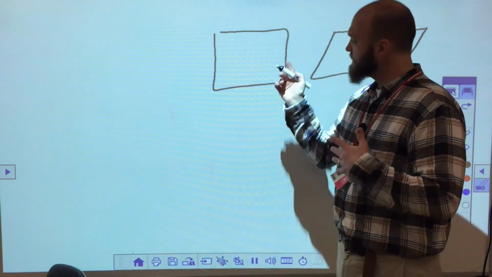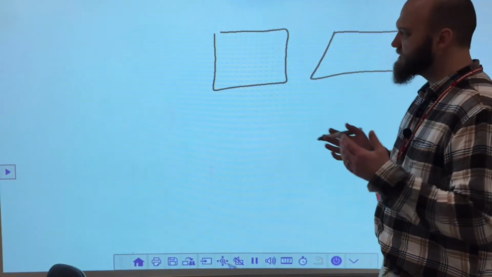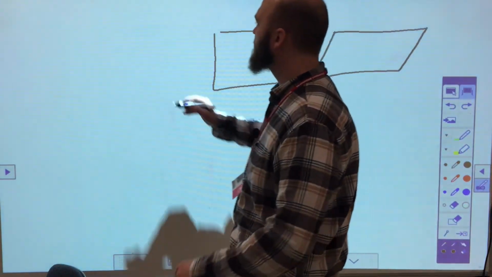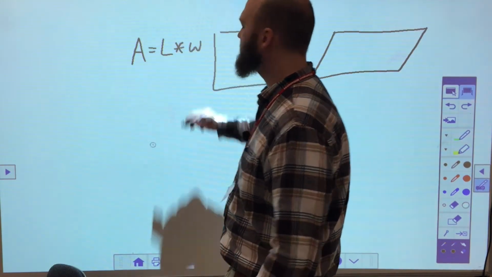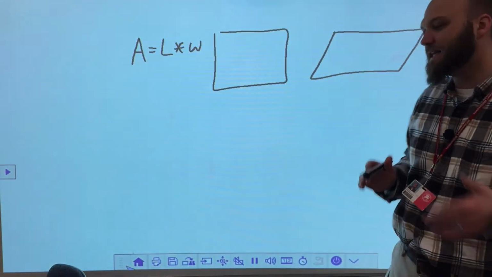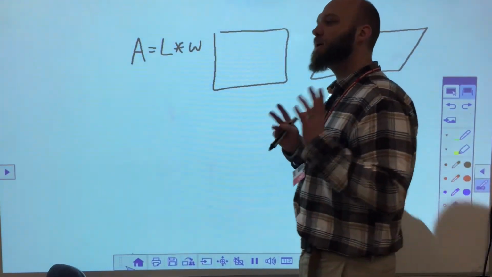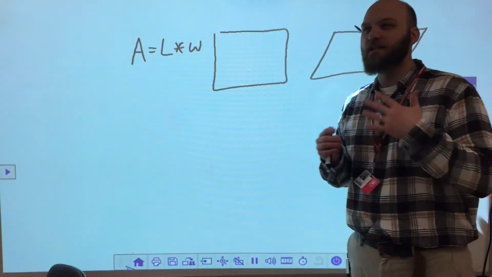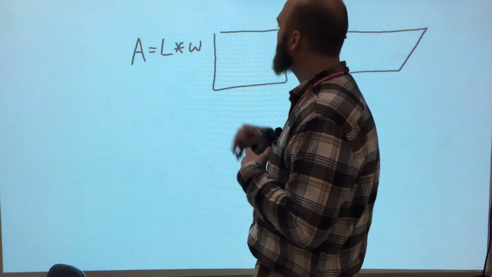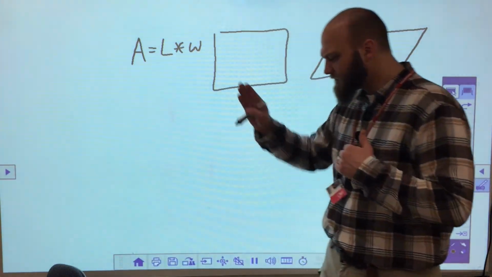Our rectangles have 90-degree angles, so we have some things that are kind of qualifying there. And the formula so far has been area equals length times width. Now, I use length times width. Technically, it is base times height, but we're going to keep it with length times width because it's a little less confusing when we move into things like trapezoids. So area equals length times width.